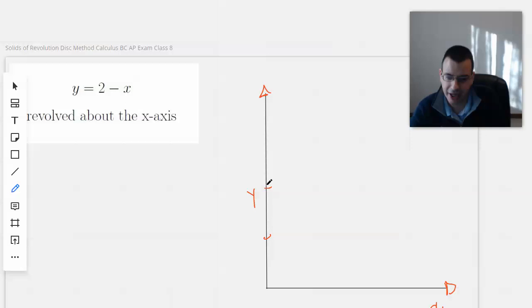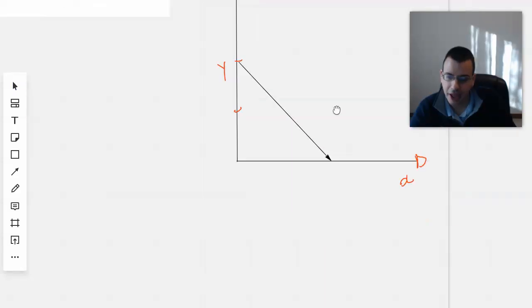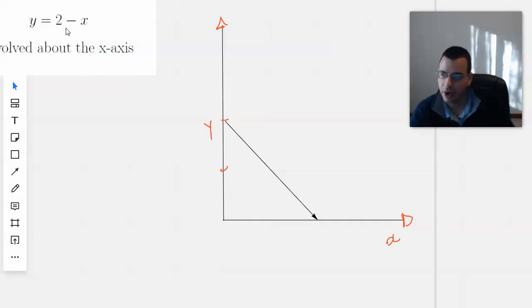y equals 2 minus x. Since it's a line, we draw it about like that, and make it straight. There we go. So we have negative x, rise over 1 will be negative 1 y for each positive x. So it'll be going down. And then we're going to revolve it about the x-axis.